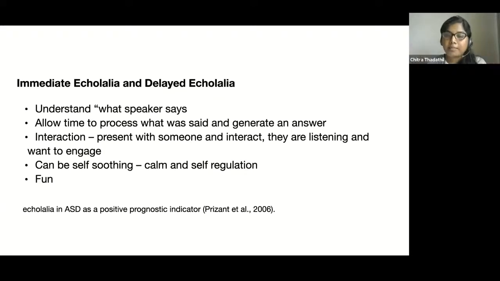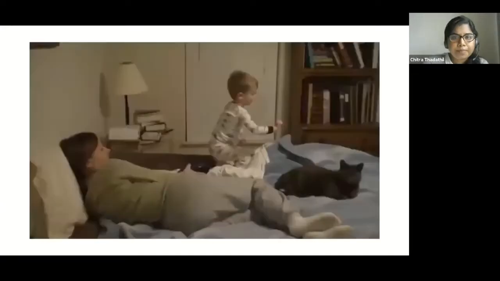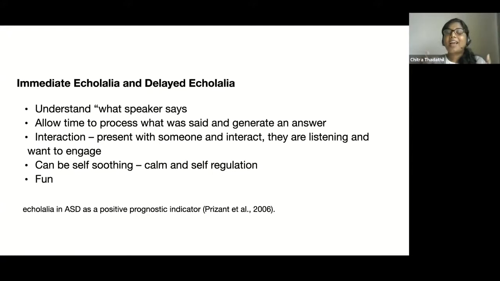At other times, lastly, I don't think it's lastly, I think there's more. No, it's the last one. At other times, it can be more fun. Children love to repeat what you say. Probably they're trying to play with you, or they like the sound patterns in that, and they keep repeating over and over again. For example, there was a child who loved the cock-a-doodle-doo song, and he would just keep repeating that and enjoying the way it sounded.